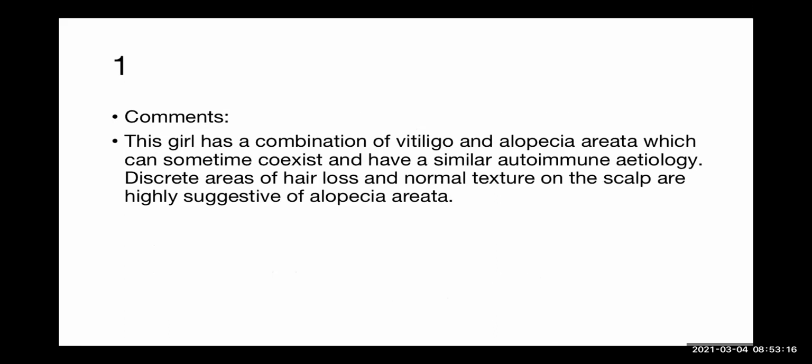Now see this. This girl has a combination of vitiligo and alopecia areata, which can sometimes coexist and have a similar autoimmune etiology. This is a clear-cut case of alopecia areata because of the autoimmune connection between the two. And vitiligo is called the marker of autoimmunity. So what is the lesson learned? If somebody comes to the hospital with vitiligo, you need to take a very good history and do a physical examination to find out whether there is any other autoimmune disease or not. And accordingly, you have to order the investigations.